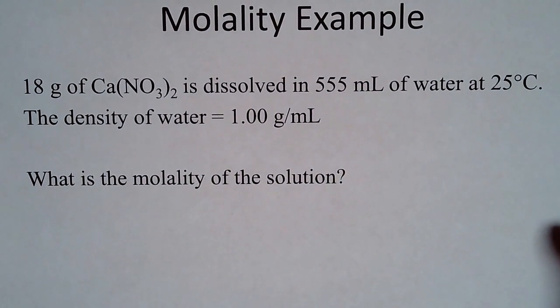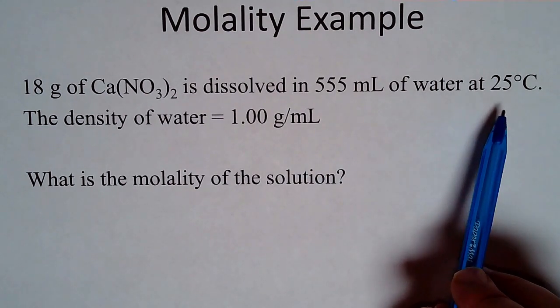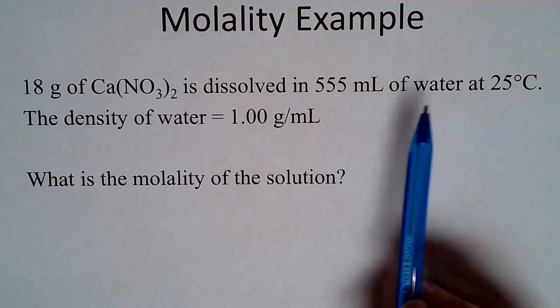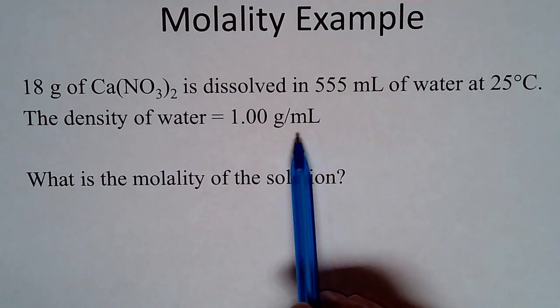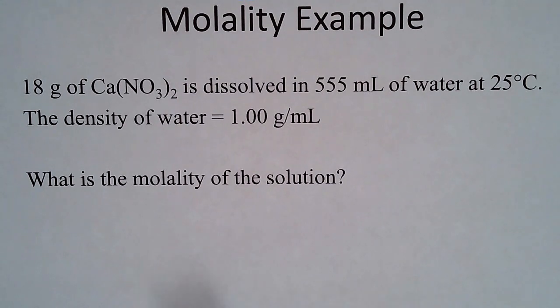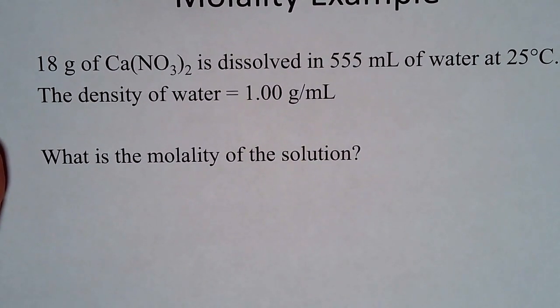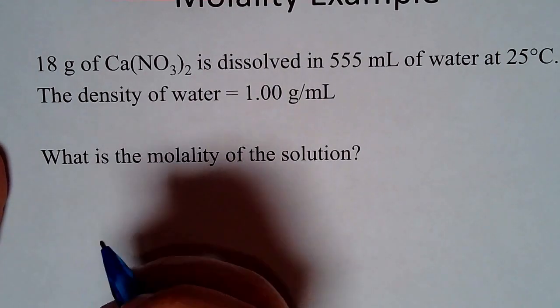Alright, so we're going to look at a calculation with molality. 18 grams of calcium nitrate dissolved in 555 mL of water at 25 degrees Celsius, and the density of water at room temperature is 1 gram per mL. What is the molality of the solution? Alright, so remember we need moles of solute over kilograms of solvent. So we're going to start with the solute.